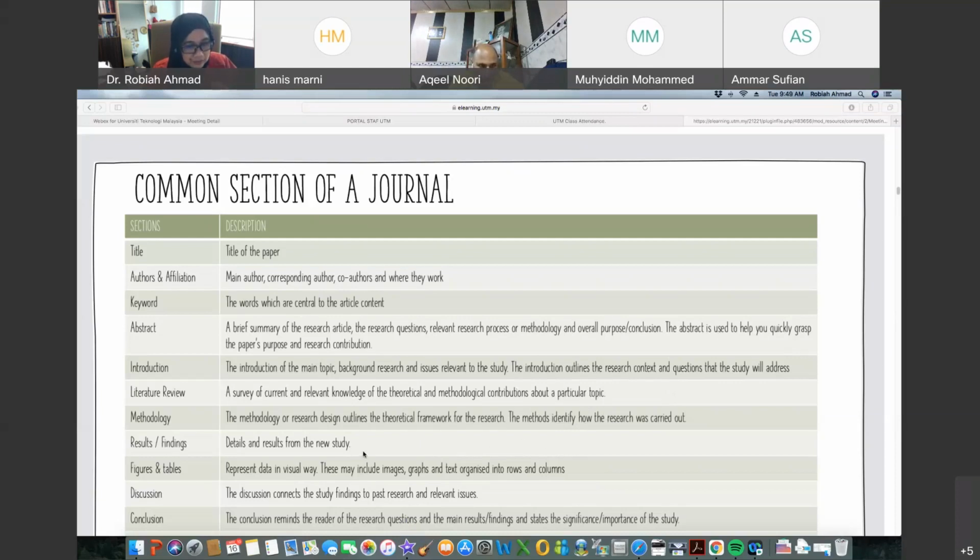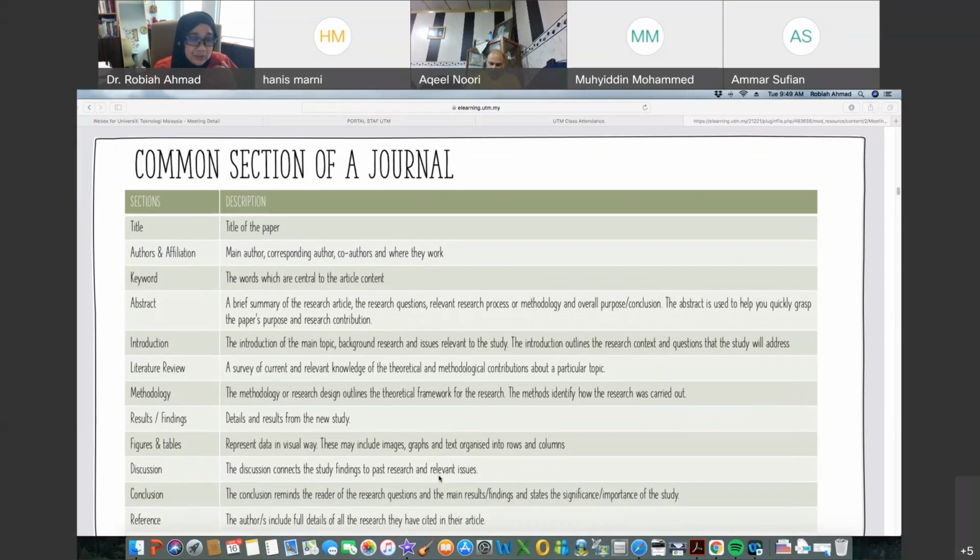And then results and findings. This is what you want to look at. Okay, what are the results? Usually for results we must have a comparison with a benchmark, or a comparison with a previous method, for example, and the figures and tables help to visualize your results.